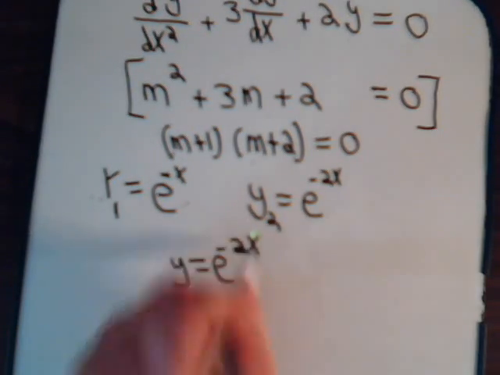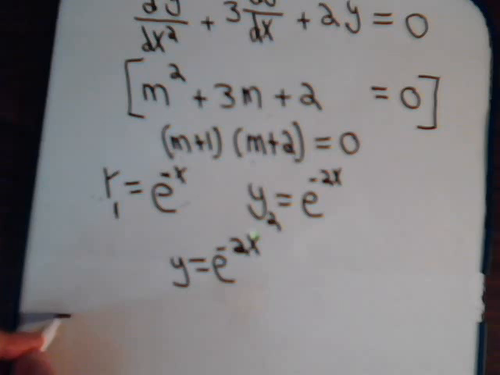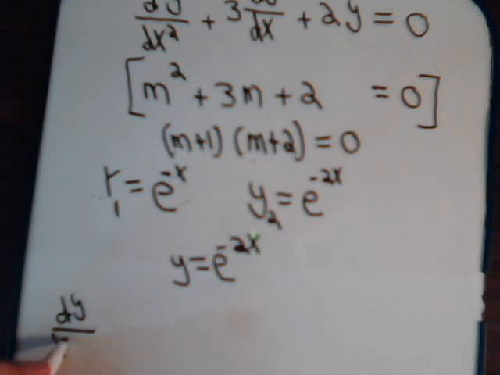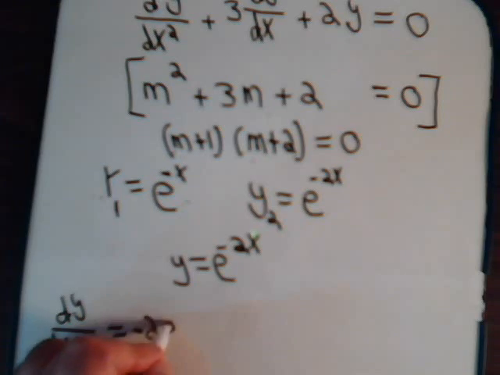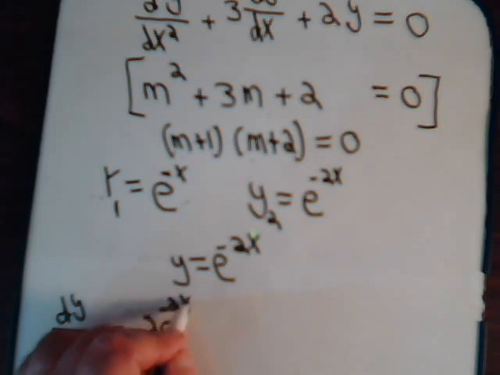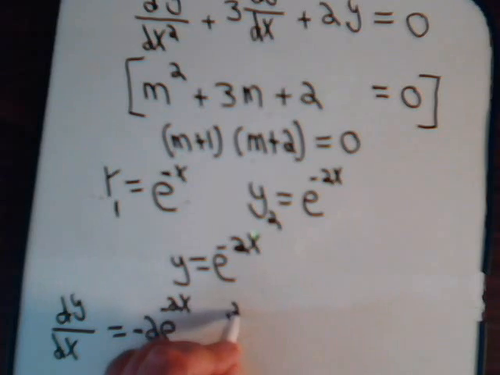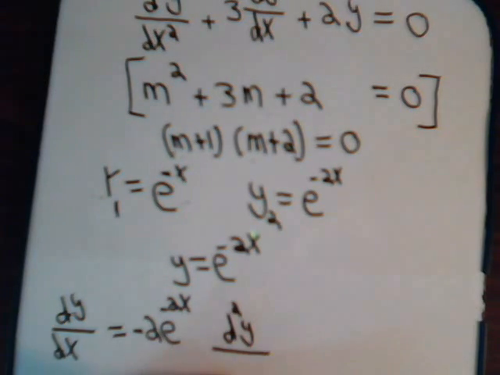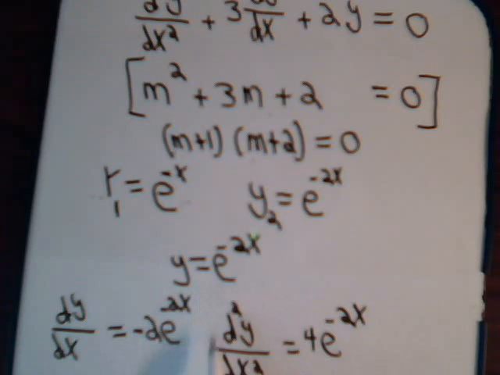y equals e to the minus 2x. So now dy dx will equal minus 2 e to the minus 2x, and d squared y dx squared will equal 4 e to the minus 2x. So we have y, dy dx, and the second derivative.